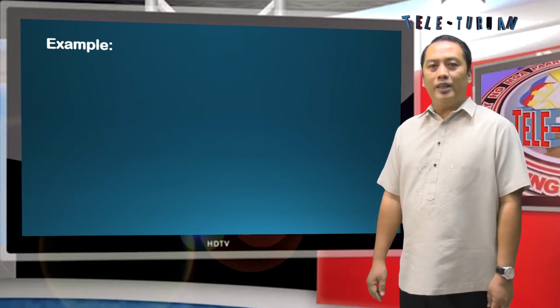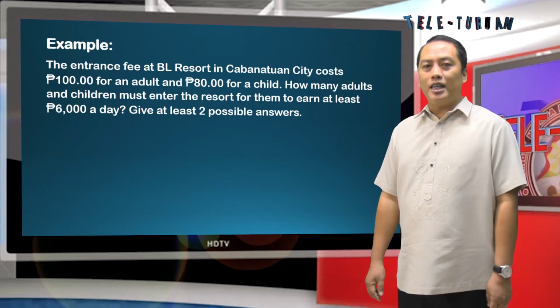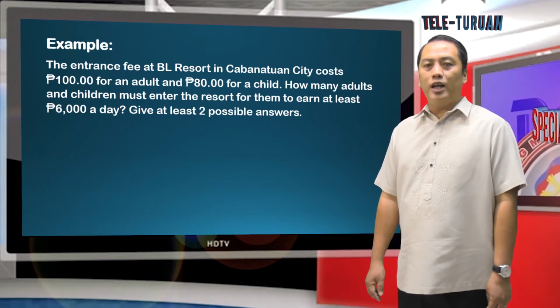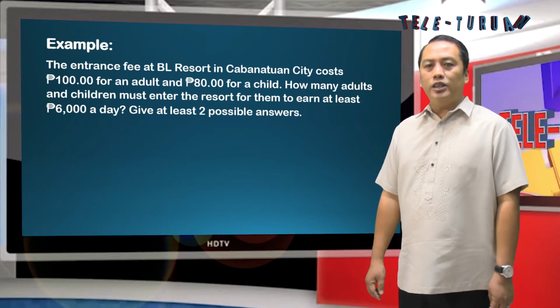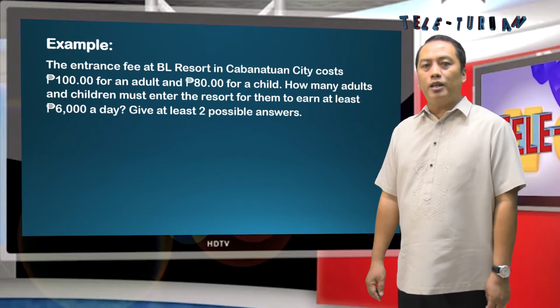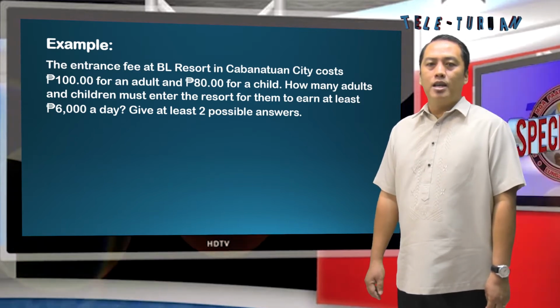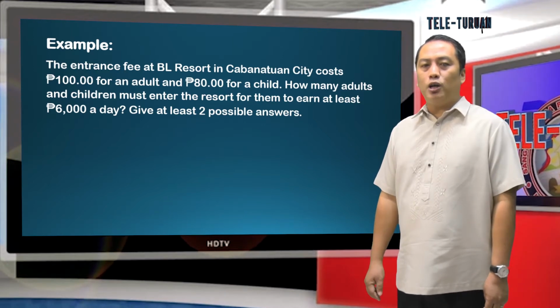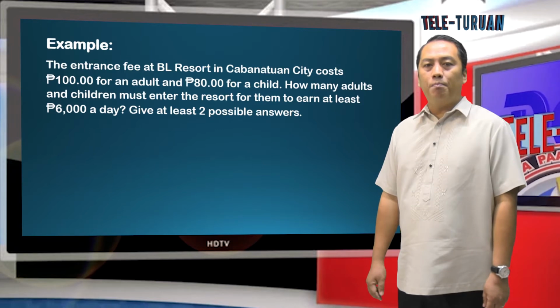Let us look at this first example. The entrance fee at BL Resort in Cabanatuan City costs 100 pesos for an adult and 80 pesos for a child. How many adults and children must enter the resort for them to earn at least 6,000 pesos a day? Give at least two possible answers. Since inequalities have an infinite number of solutions, we cannot give all the solutions to the problem.